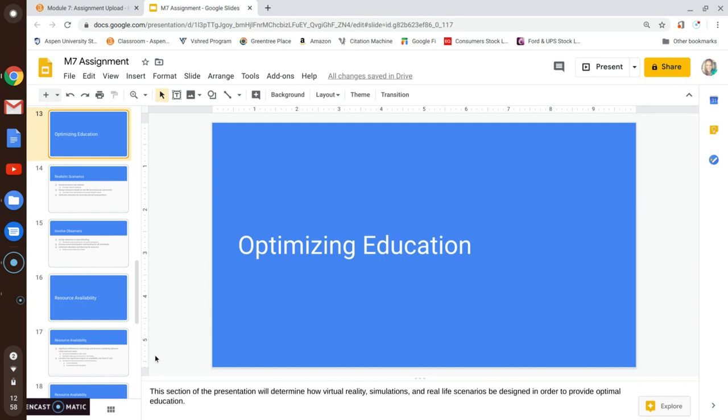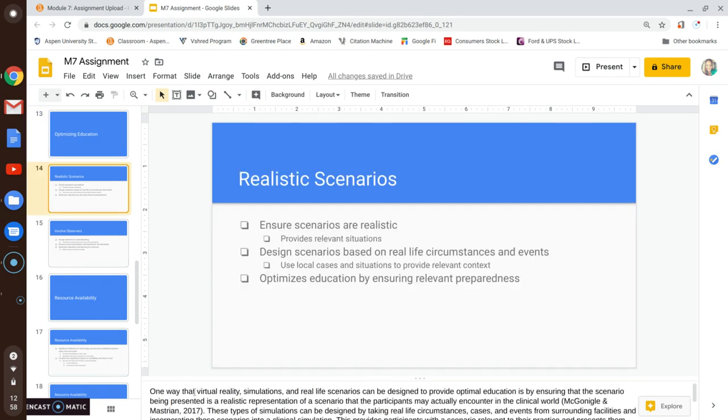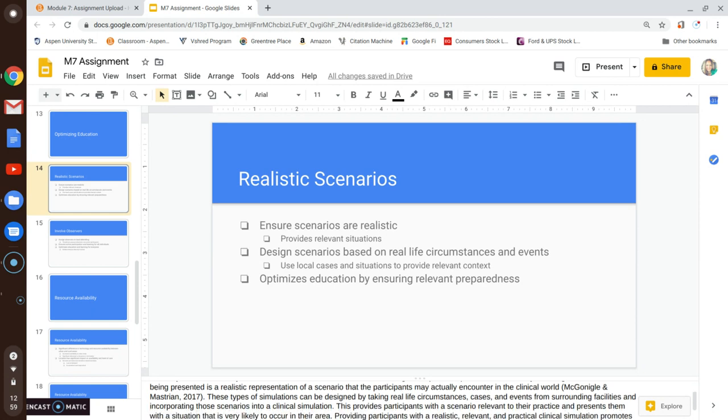This section of the presentation will determine how virtual reality simulations and real-life scenarios can be designed in order to promote optimal education. One way that virtual reality simulations and real-life scenarios can be designed to provide optimal education is by ensuring that the scenario being presented is a realistic representation of a scenario that the participants may actually encounter in the clinical world. These types of simulations can be designed by taking real-life circumstances, cases, and events from surrounding facilities and incorporating those scenarios into a clinical simulation.